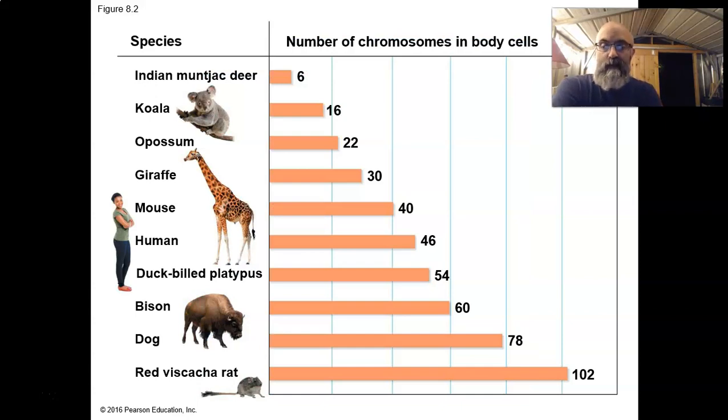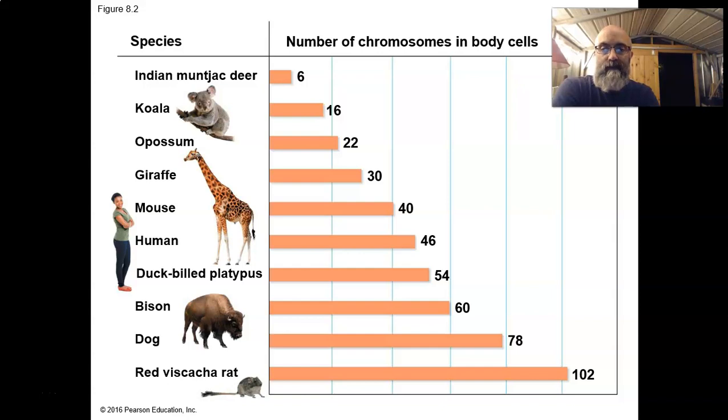Chromosomes. Here we see human chromosomes. We have 46 different chromosomes. We are diploid, meaning that we have 2 copies of 23 different chromosomes. So we have a mother copy and a father copy of 23 different chromosomes. Okay. Most organisms have a different chromosome number.